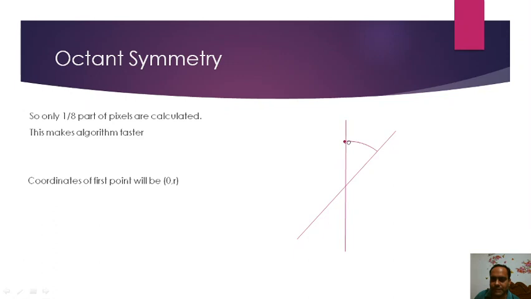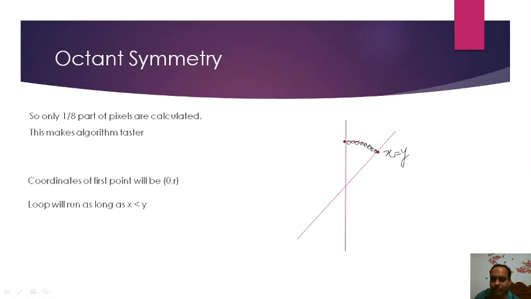So that means that from the first point we will calculate the second point, and when we have done with the second point, we will calculate the third point from it, then the fourth, and so on. And we will stop at the location at which the point which lies on this line will have coordinates x equal to y.